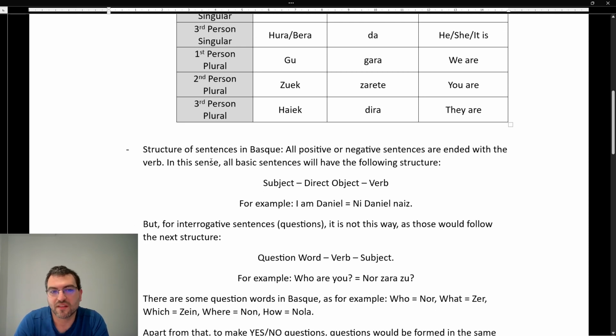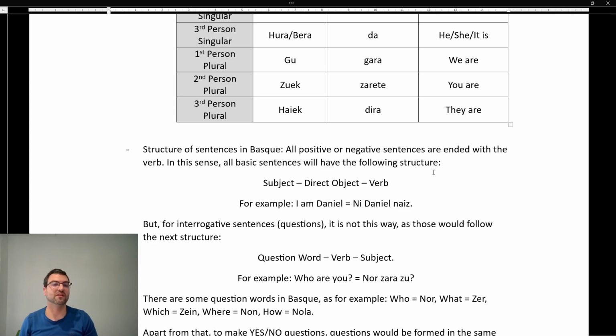So as I said, the structure of sentences in Basque, all positive or negative sentences, end with the verb. In this sense, all basic sentences will have the following structure: subject, direct object, and verb. For example, I am Daniel: Ni Daniel naiz. As you can see, the verb izan, in this case naiz, as it is ni, I, is at the end of the phrase.